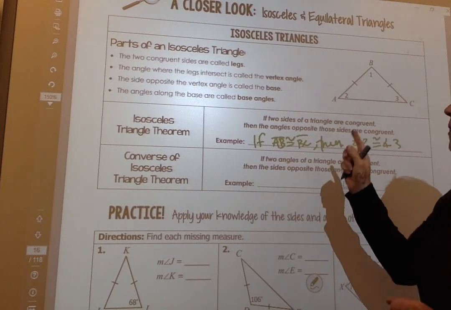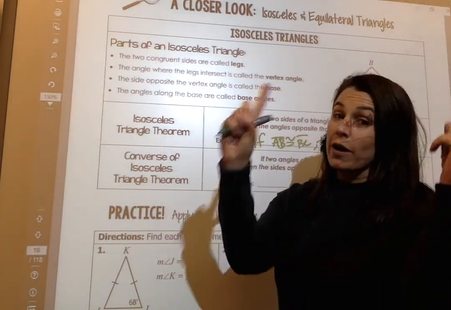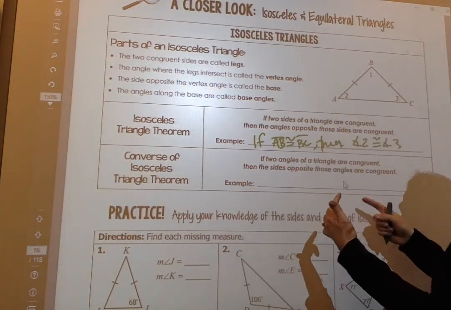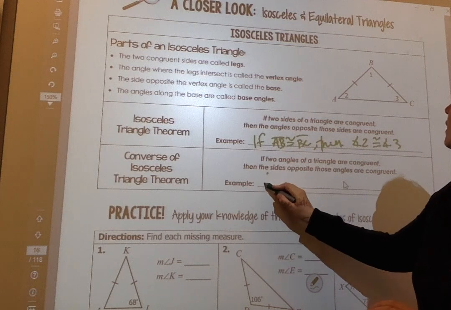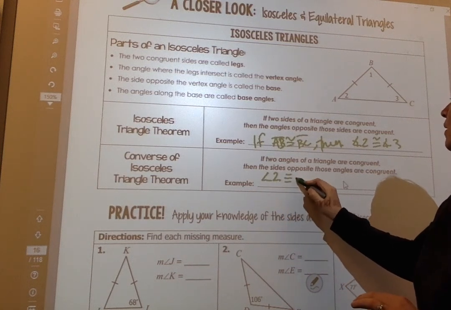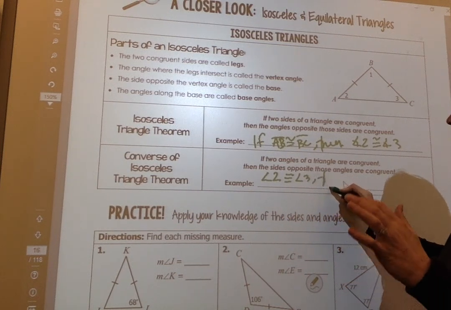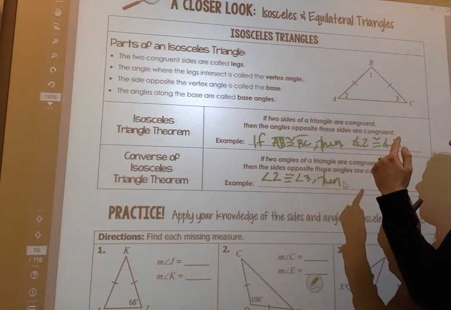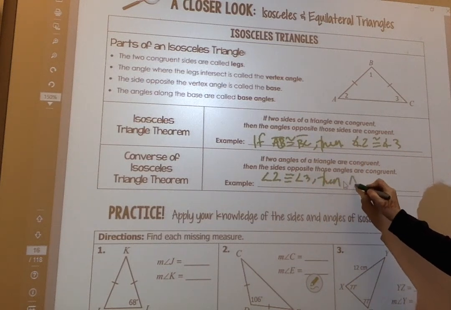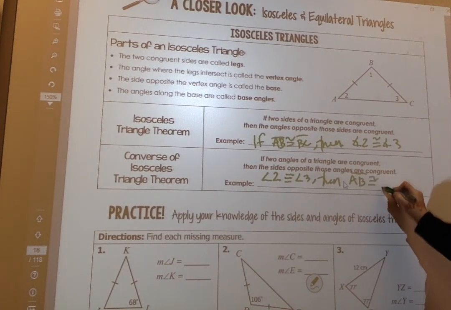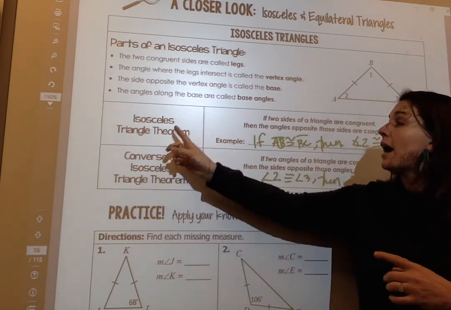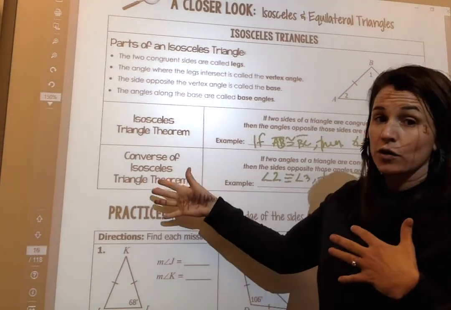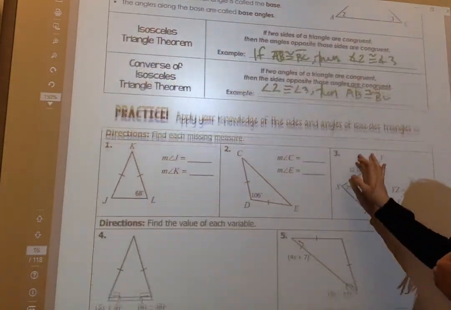The converse, remember, we flip our if-then. So the converse is that if two angles of a triangle are congruent, if angle 2 is congruent to angle 3, then the sides opposite those angles are congruent. So then AB is congruent to BC. So we have two big theorems over here: the isosceles triangle theorem and the converse of the isosceles triangle theorem.